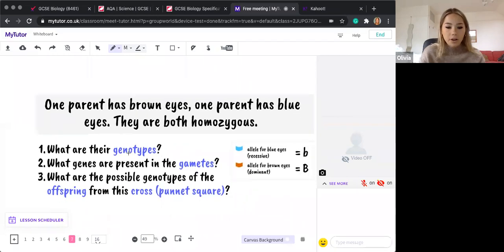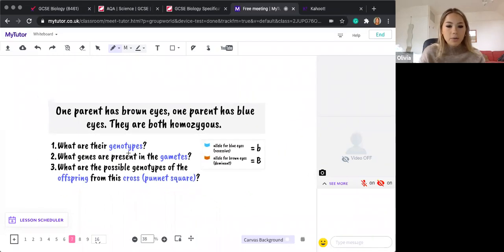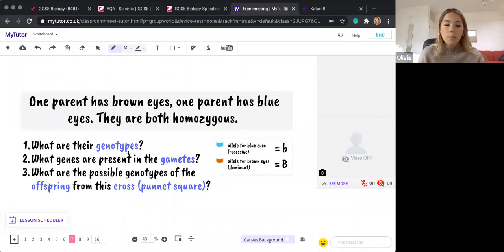So let's have a go at this question then. If one parent has brown eyes and one parent has blue eyes, and they're both homozygous, what would their genotypes be? So, one parent with brown eyes, genotypes.